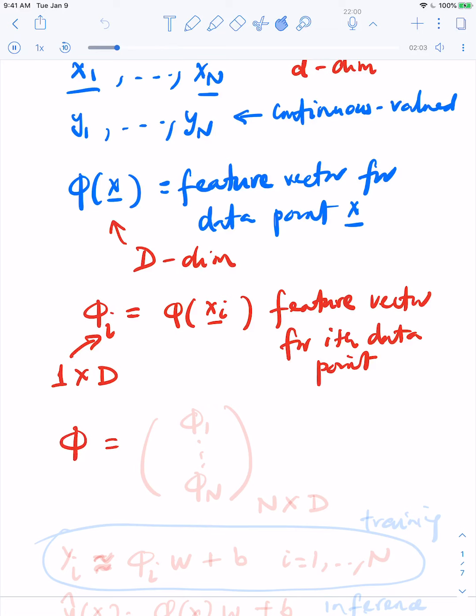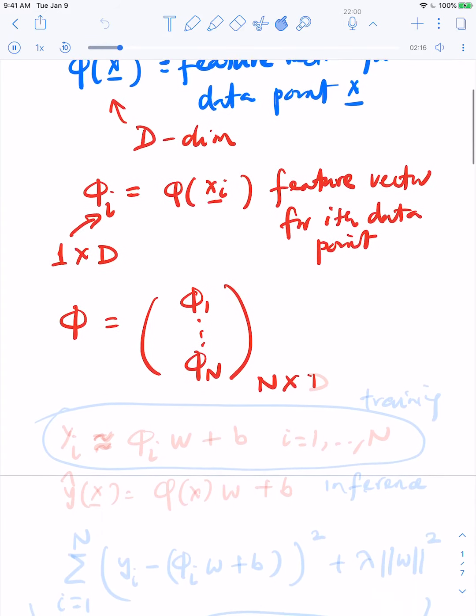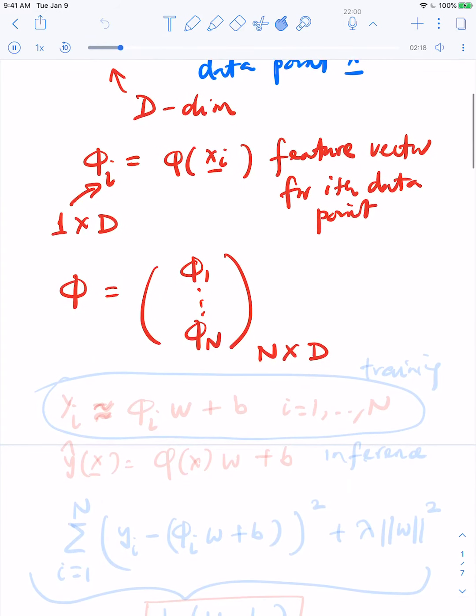data matrix corresponding to these feature vectors as this, phi1 through phi n. The n examples correspond to features that are in rows. So this is an n cross D matrix, where the examples are the different rows of the matrix.